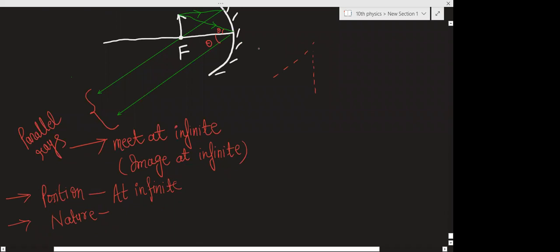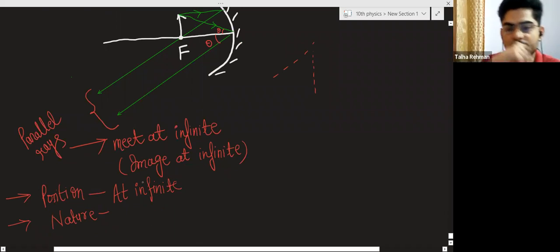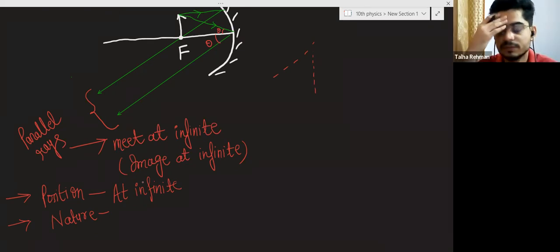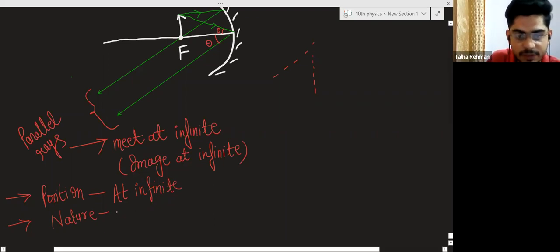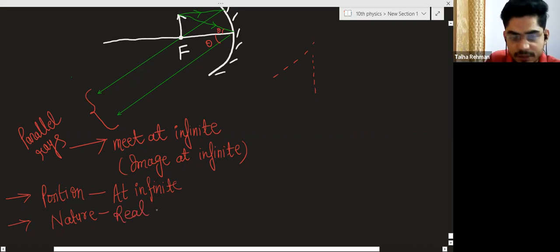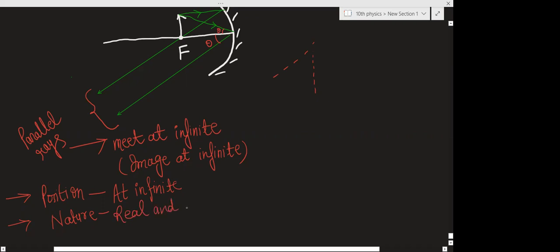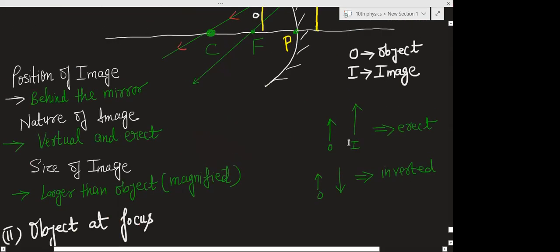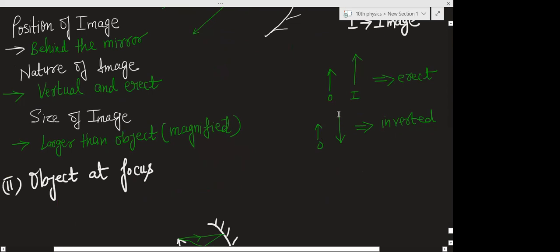Fine. So nature, because these rays are meeting in reality, meaning these rays are meeting actually, we can say the nature of the image will be real. And with real, there is a term: the image is real and inverted. I have told you what inverted means. You can see here, if the object is like this, the image is like this.